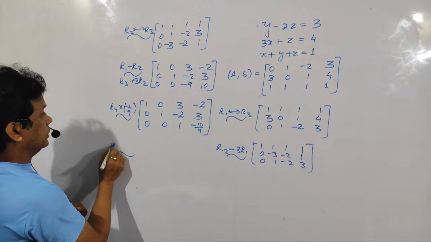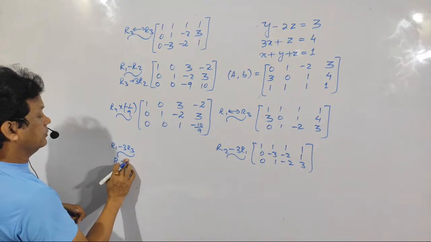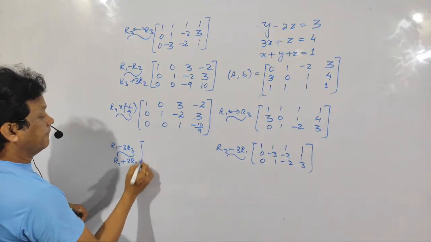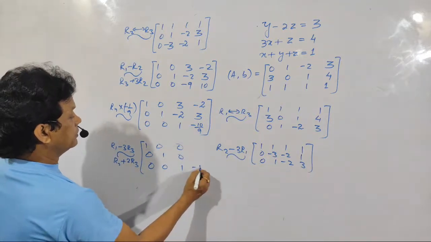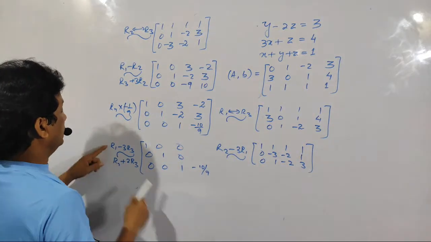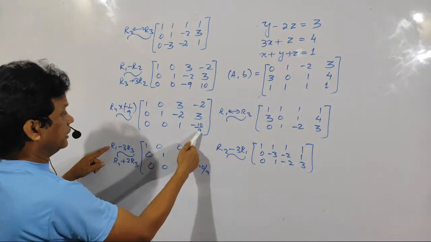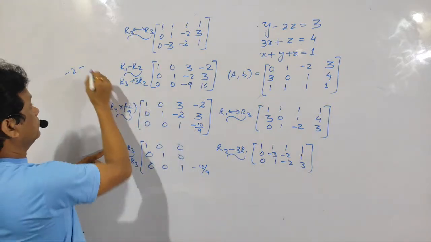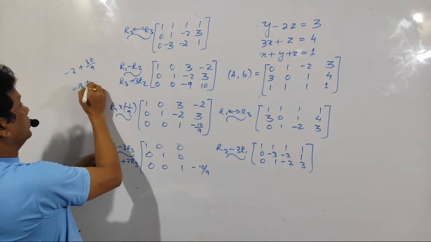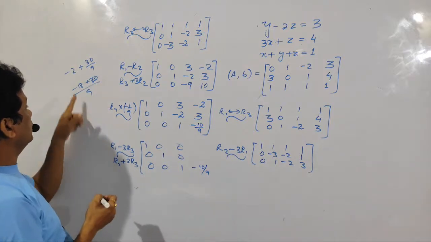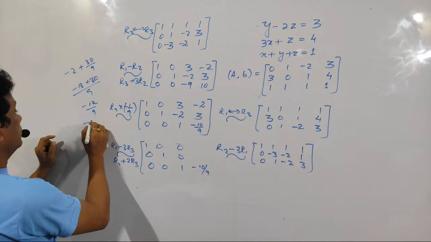How to make this one 0? R1 minus 3 times R3 and R2 plus 2 times R3. So that 1, 0, 0; 0, 1, 0; this will become 0, 0, 1, and this is minus 10 by 9. R1 minus 3 times R3, this minus 3 times this one. So minus 2 minus 3 times this one, so plus 30 by 9. So minus 18 plus 30 divided by 9 is minus 12 by 9, which will become minus 4 by 3.